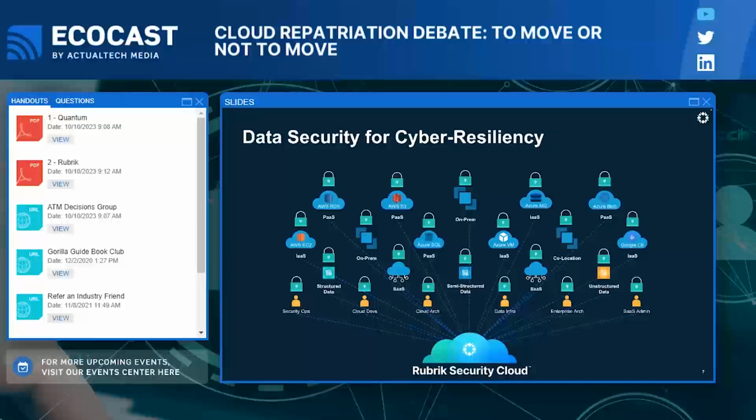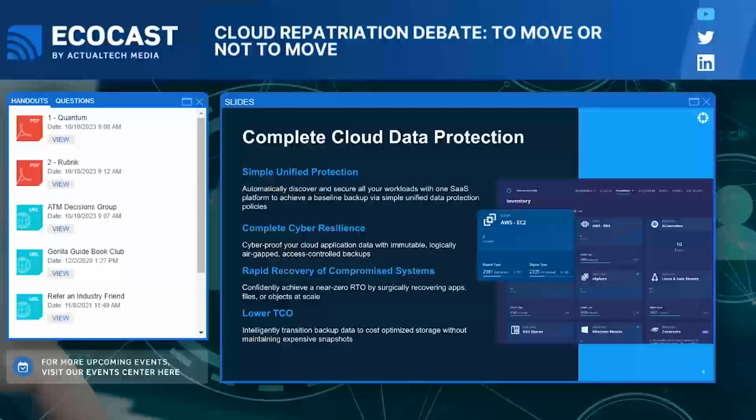Rubrik Security Cloud is able to protect all of your data, be it in the cloud, delivered through SaaS, or on-premises, all with a single SaaS-based control plane. Our core value prop when it comes to cloud data protection is definitely unification. RSC provides one unified interface that allows you to manage the data protection and security aspects of all your cloud accounts across all of your clouds with a single control plane.